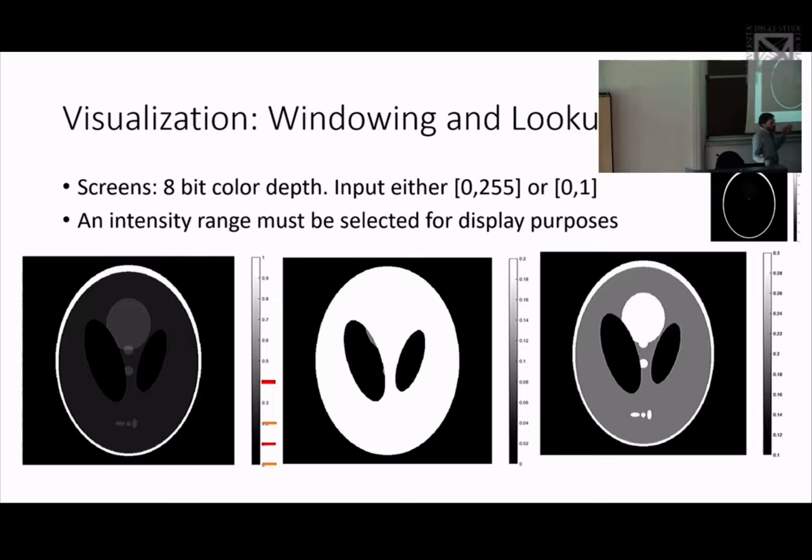There are no really straightforward rules. If you are working in CT, there are some standard ways to crop the intensity range depending on what you want to take a look at. That's the most you can do.